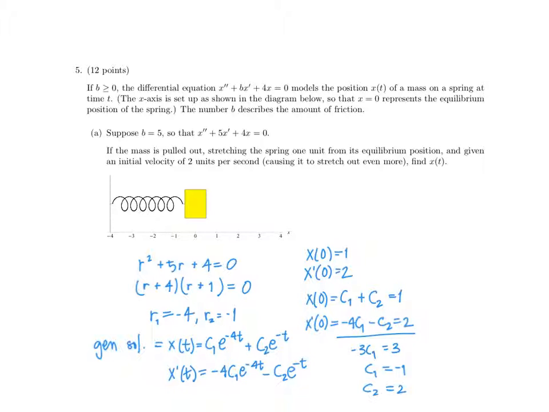Now that we've solved for both constants, we can put them together into our particular solution. Our particular solution is going to be that x of t is equal to c1. Note that we have to keep these straight, very important. c1 is -1, so we have -e to the -4t. Plus c2, and c2 is 2, plus 2 times e to the -t. And that is our final answer for part A.